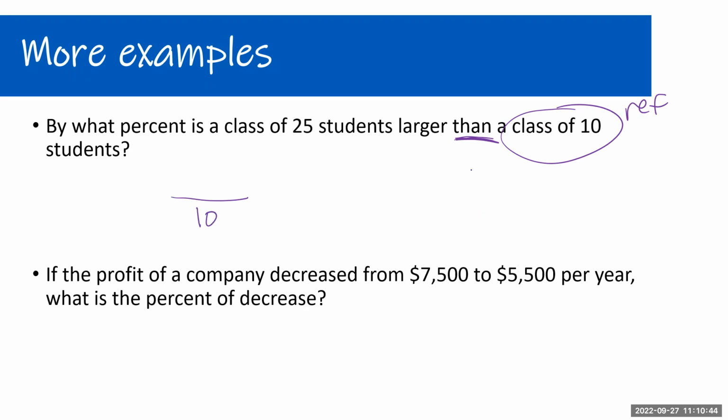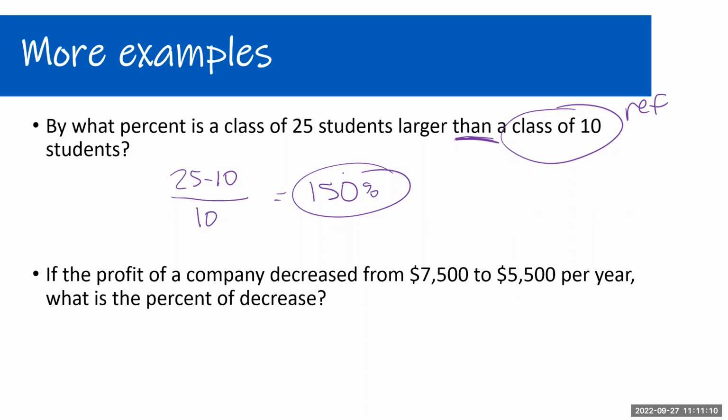And we see that 25 and 10 are 15 apart, but we can do the math here. And if we turn this into a percent, it's going to give us 150%. So that class of 25 is 150% larger than a class of 10. And you can think about it intuitively, make some math in your head to see why that's true.